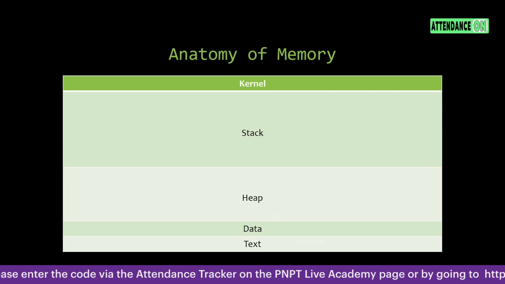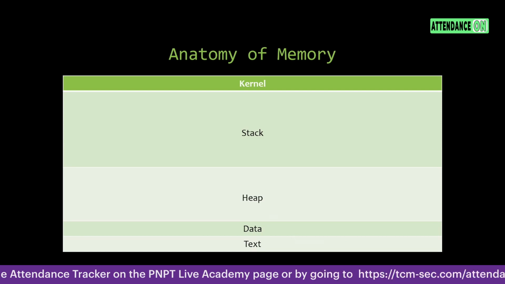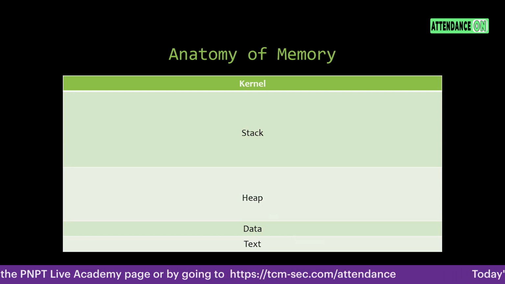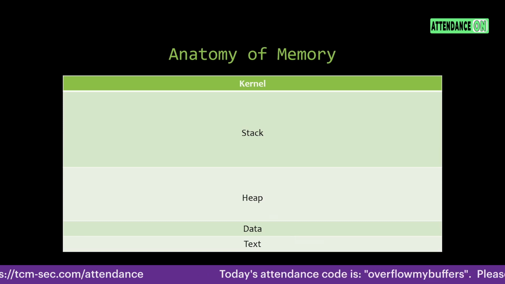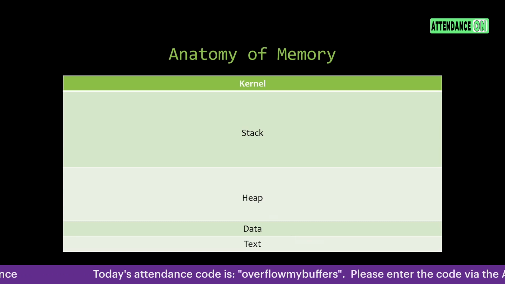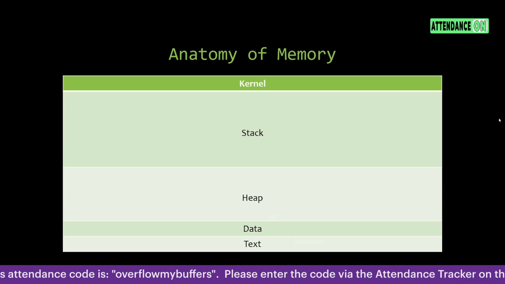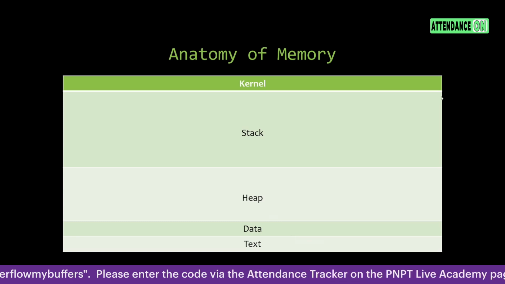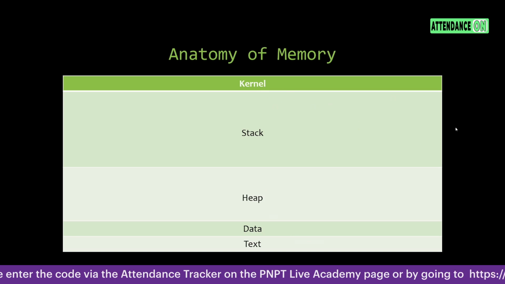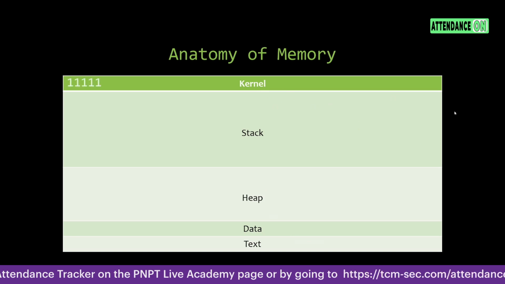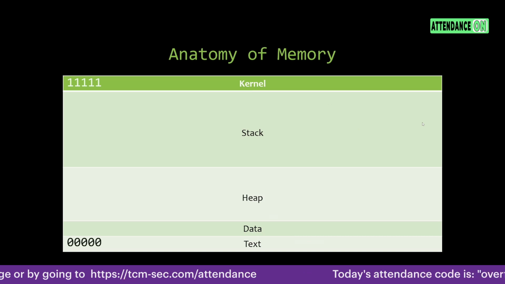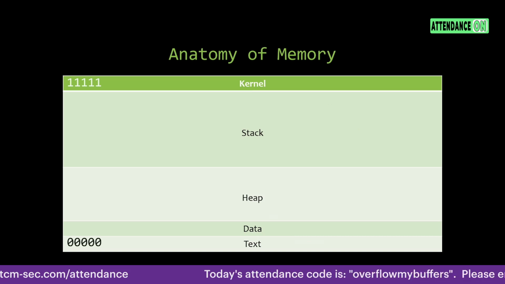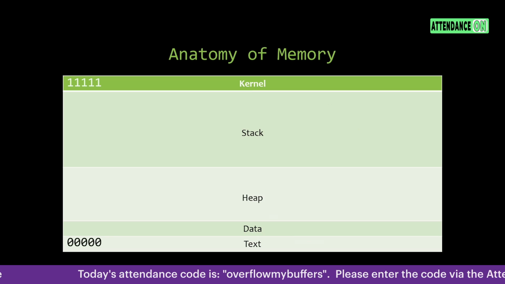Okay, so let's talk about the anatomy of memory. When we're doing buffer overflows, we're attacking memory, and within memory, we're attacking what's called the stack. When we look at memory, we basically think of it as top and bottom. We've got the kernel up at the top, which is kind of just a bunch of ones, and then we can think of the text down at the bottom as a bunch of zeros. This isn't entirely true, but this is the best way to think about it.